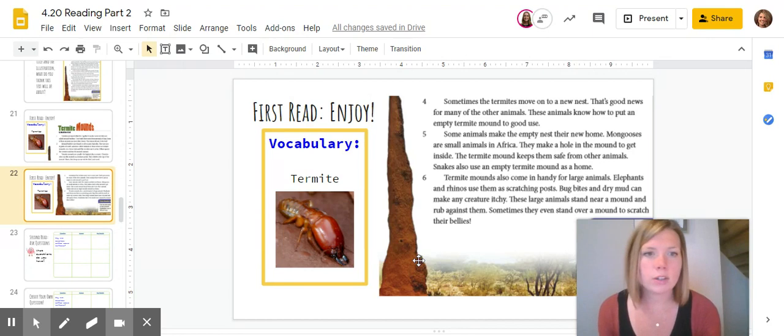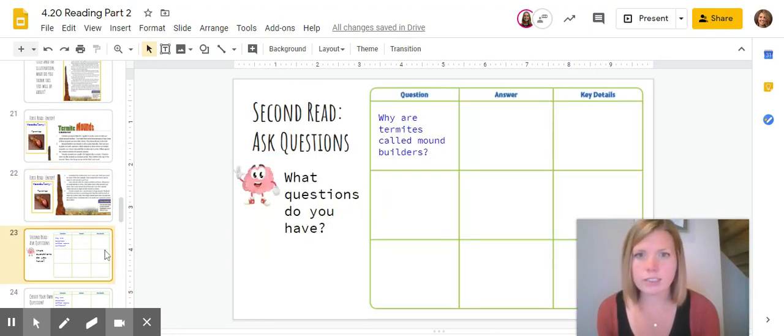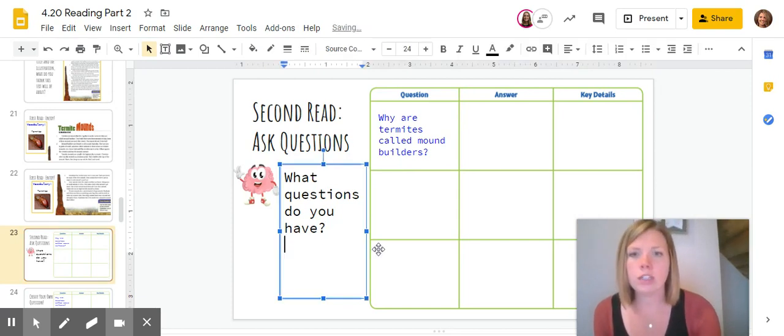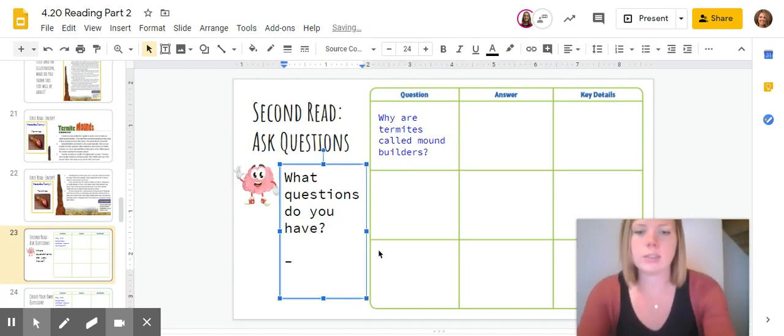Right, so that was our first read. Now on the second read, what you're going to do is come up with 2 more questions. As you can see here, Miss Bornhorst has already written one of the questions that you're going to have to answer. It says, why are termites called mound builders? Right, so again, I want you to think. Here are the question stems that you can use.